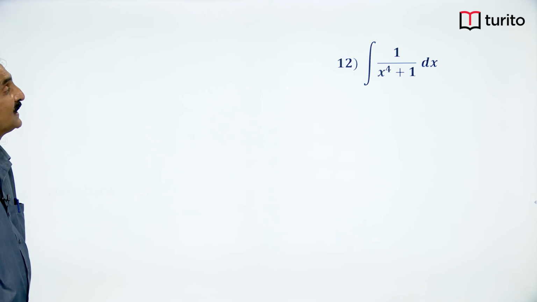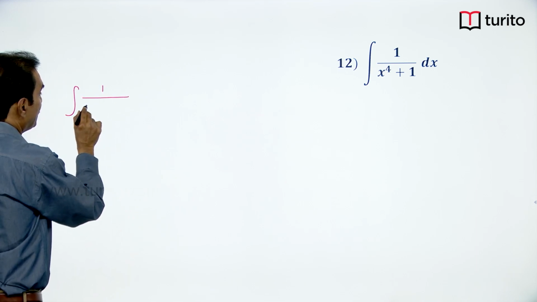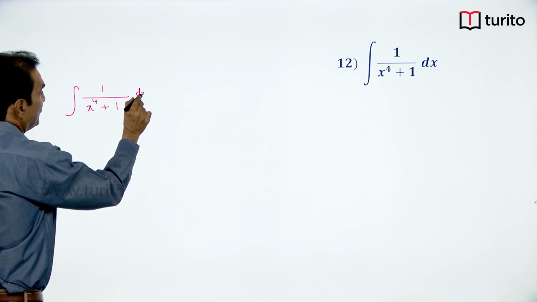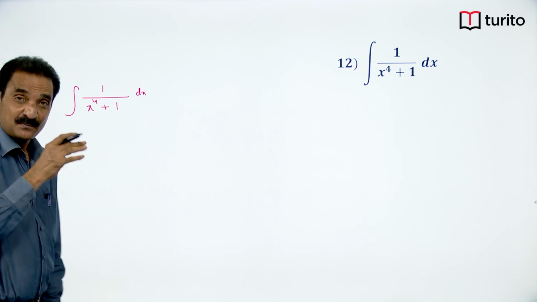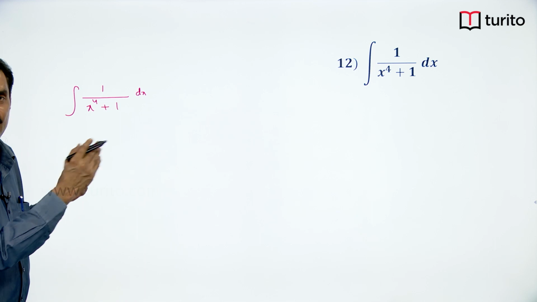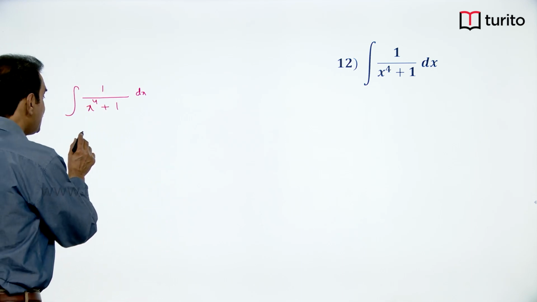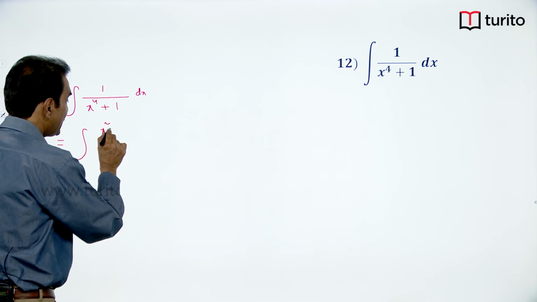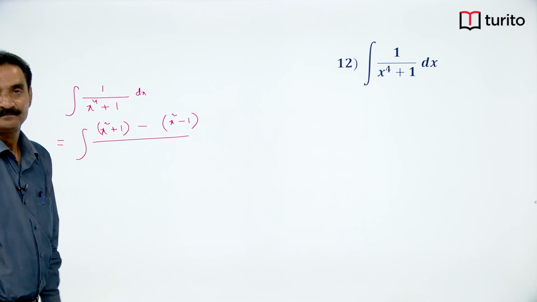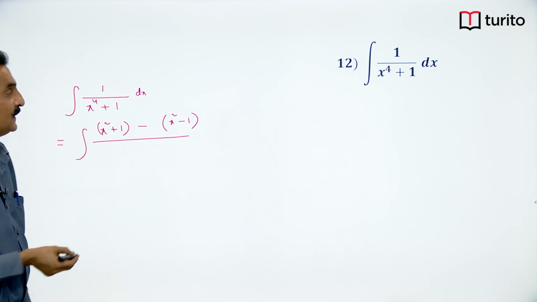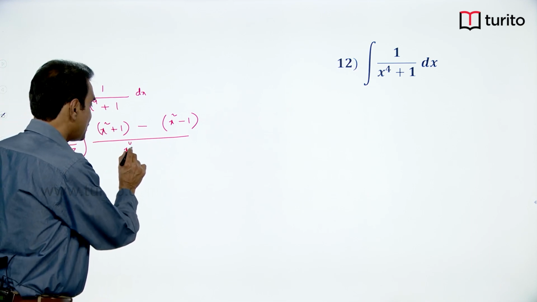Next question, integral 1 by x power 4 plus 1. Before this we have solved one question, 1 by x power 4 minus 1. How did we integrate? Because x power 4 minus 1 is factorizable, we resolved into partial fractions and integrated, but x power 4 plus 1 cannot be factorized. So what to do? We will write numerator as x square plus 1 minus of x square minus 1. Then what is the value? Numerator is 2, but there is only 1. So we will divide by 2, by x power 4 plus 1.